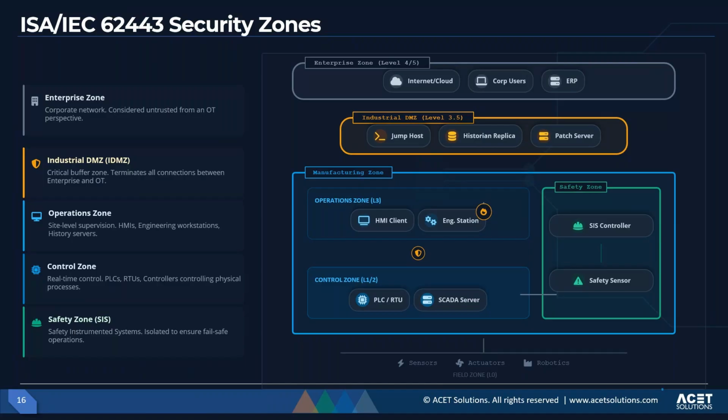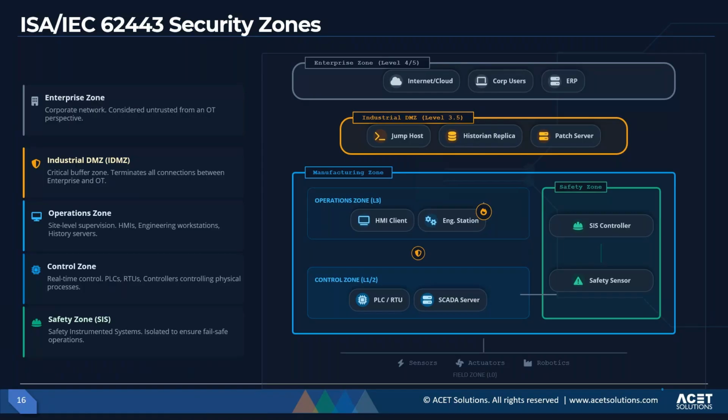The operational zone hosts the systems that support plant operations, such as the SCADA servers, asset management platforms, and engineering workstations. These systems require stricter control than the IT environment because they directly influence plant supervision. The control zone contains the core automation components, PLCs, RTUs, and DCS controllers that execute real-time control logic. Access to this zone must be tightly restricted, as any compromise here can affect production or safety.